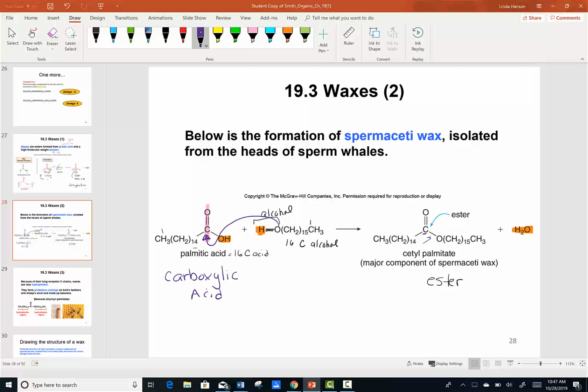And notice on the left side of the carbonyl, we have 16 carbons. And again, on the right side, we still retain 16 carbons. By producing a wax, we combine a carboxylic acid and a primary alcohol. In a dehydration process, we remove a water and create a new linkage of C single bond O.